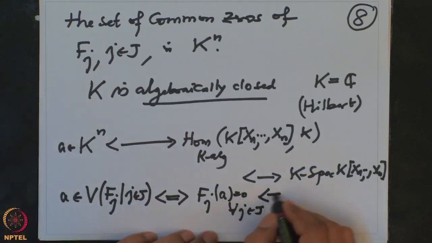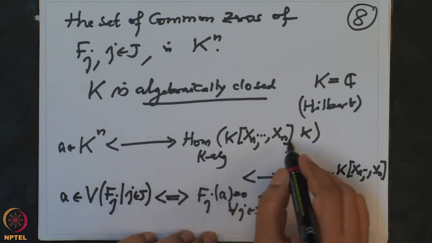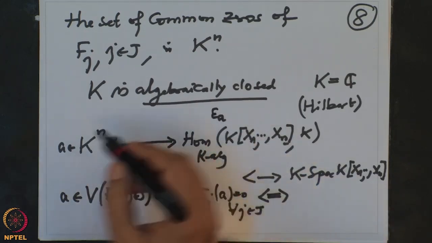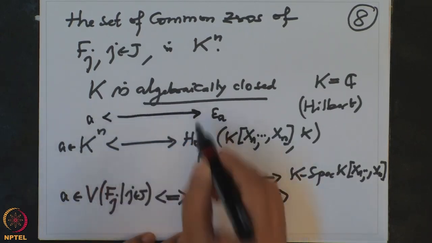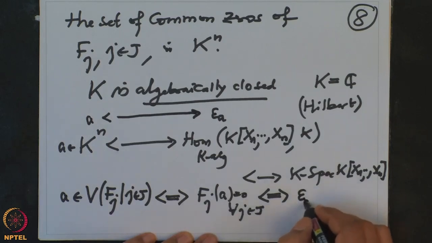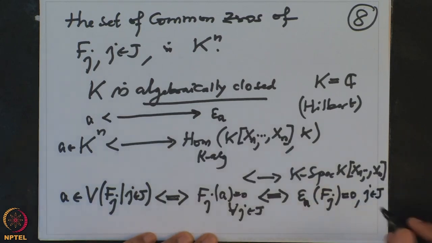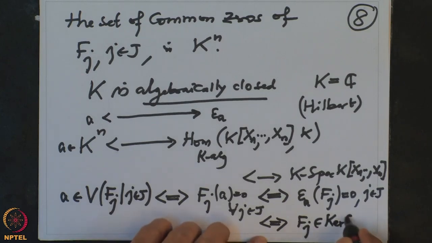But this will mean that all these polynomials will be in the kernel of the substitution homomorphism, since this a is identified with it. So this condition now becomes epsilon_a of f_j is 0: all these polynomials go to 0 under this algebra homomorphism, and this is true for all j in J. But that means these f_j's are in the kernel. So that is if and only if all the polynomials f_j belong to the kernel of epsilon_a, and we know this is M_a. And this is true for every j in J.